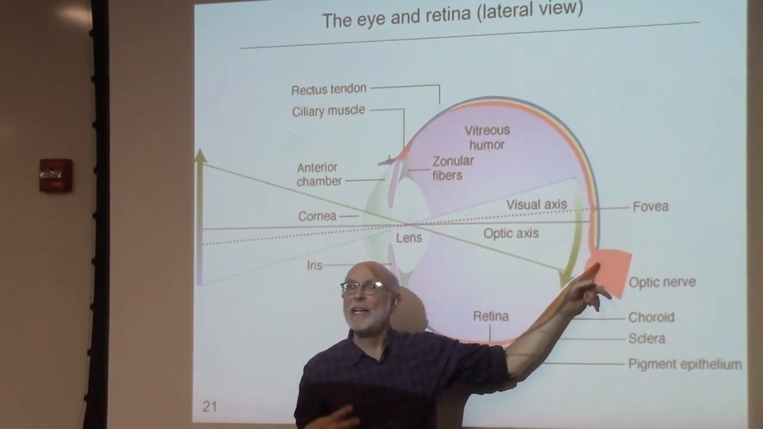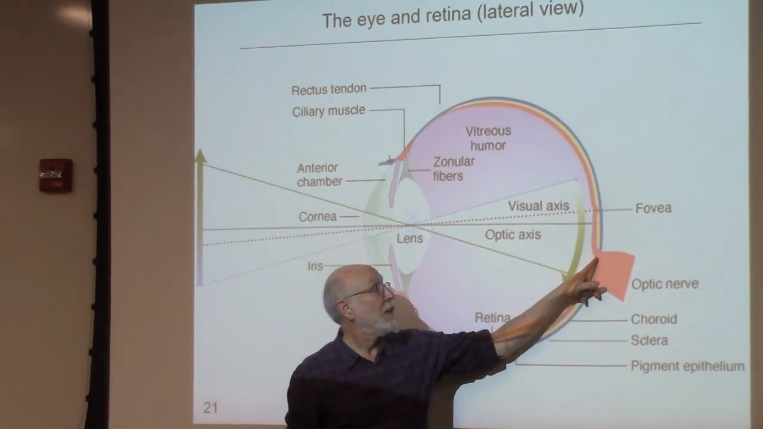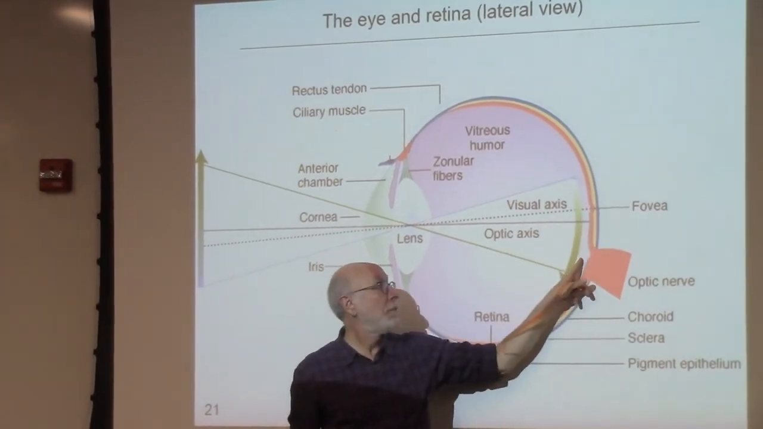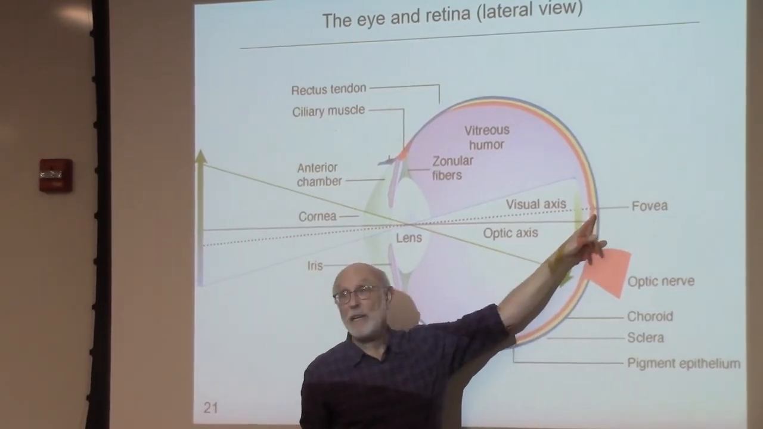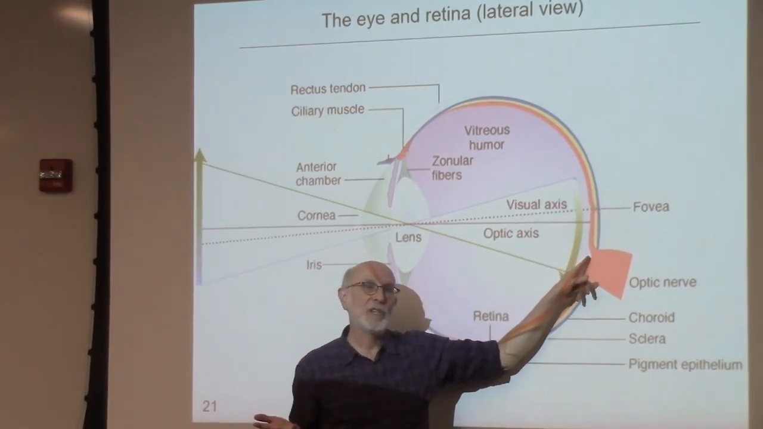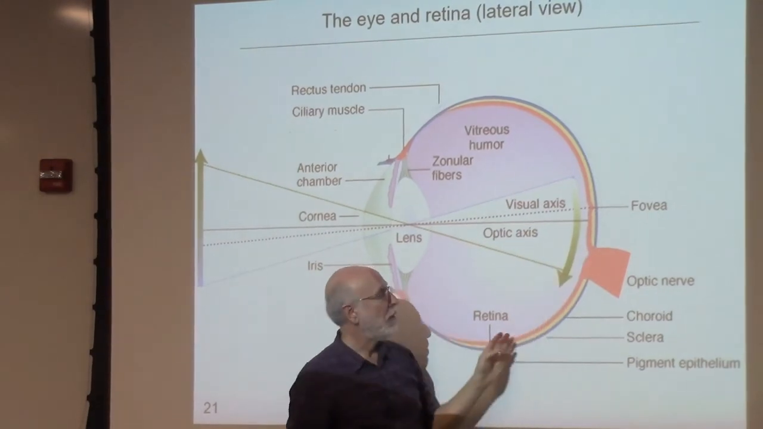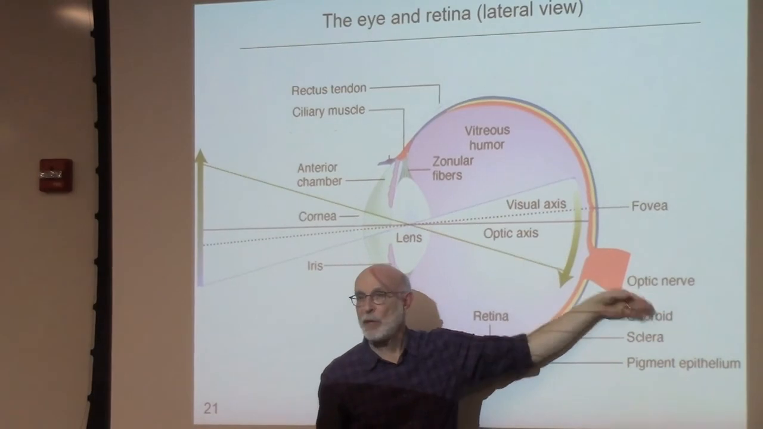There is a blind spot, you've heard of it. The blind spot is right here. It is near, but it is not the same as the fovea. So the blind spot is not the fovea. The fovea is where we have our best vision, and the blind spot is where we have our worst vision, and I'll show you why we have a blind spot. It's where axons from the retina go out the back. So there are no photoreceptors here.